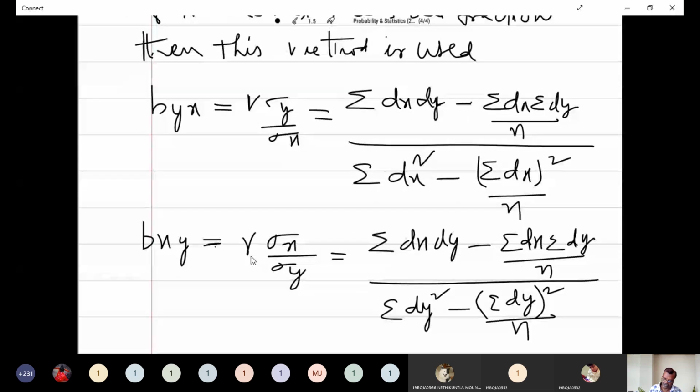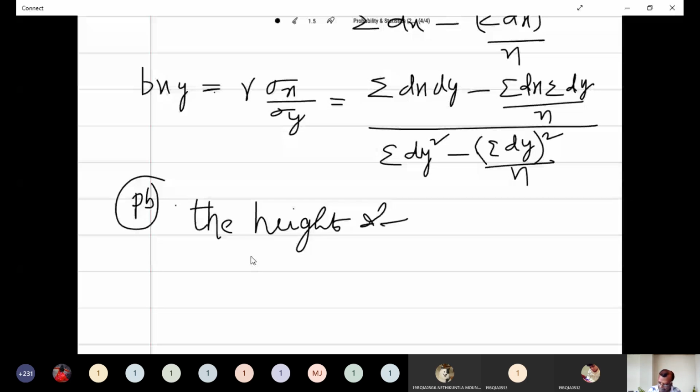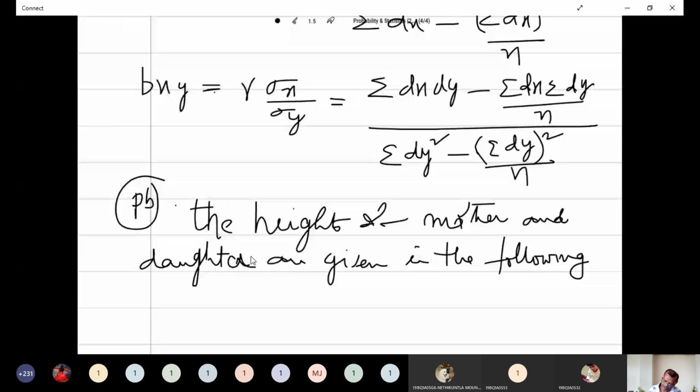Now note down one problem related to this one. The heights of mother and daughter are given in the following table.